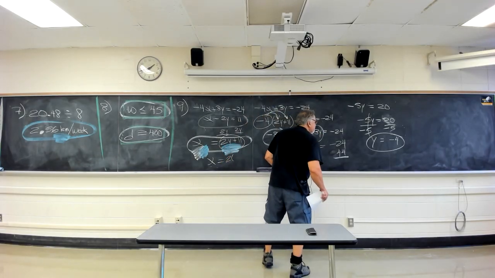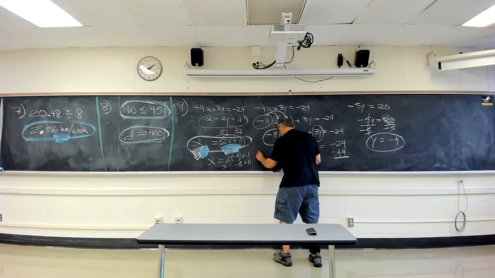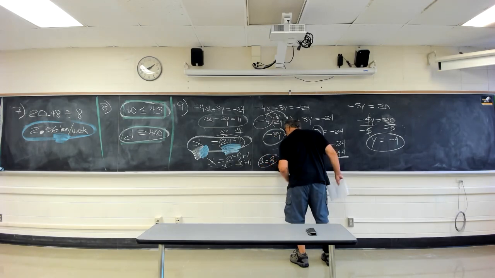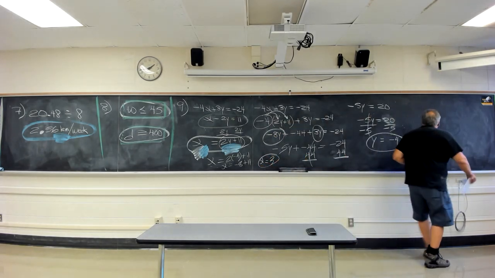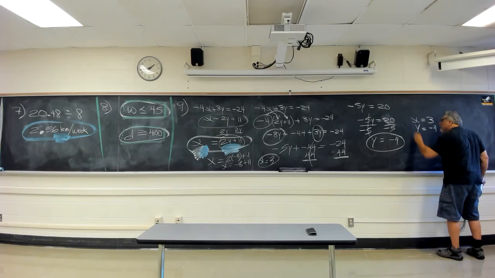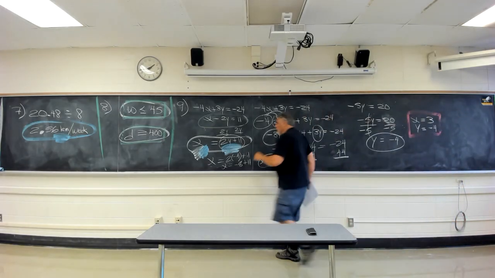Y is negative 4. Sounds good to me. I mean, 2 times negative 4 is negative 8. Negative 8 plus 11 is going to be what x is equal to. X is going to be equal to 3. X equals 3, and y equals negative 4. Absolutely.